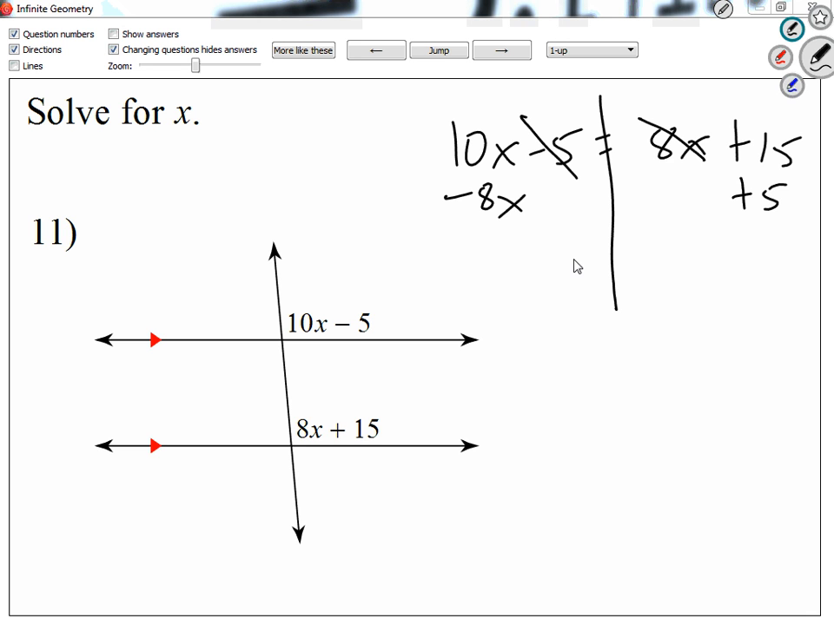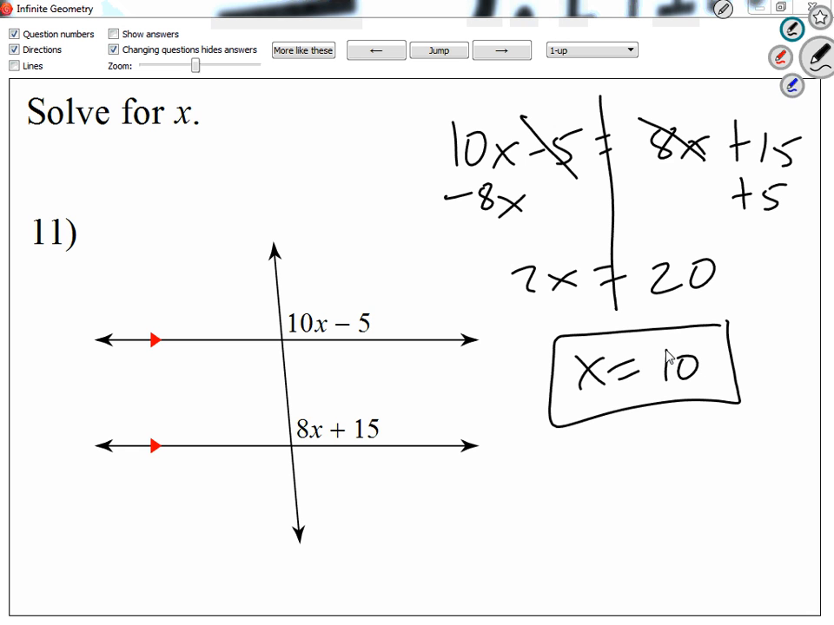Let me simplify each side. How much is 10x minus 8x? 2x. On the right side, how much is 15 plus 5? 20. So 2x equals 20, what's x? 10. That's it. I know I solve the equations a little differently than your algebra teacher, but I hope this is easier.